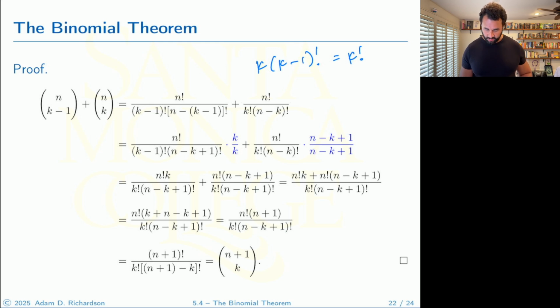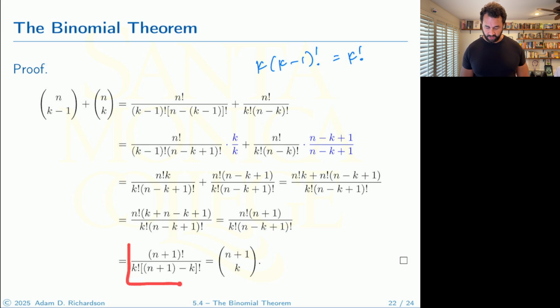Here we go. So what do I see common between this term and this term? An n factorial. I see a common factor of n factorial here and here. So we're going to factor it out, and then we're left with this. Well, the k's cancel, and we're just left with n plus 1. But once again, n factorial times n plus 1 is n plus 1 factorial. Down here, n minus k plus 1, I'm going to write it as n plus 1 minus k.